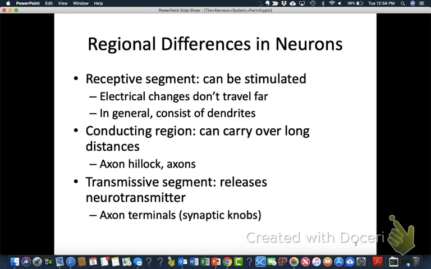The conducting region is going to be the axons. However long the axons are, any branches of the axons, all part of the axons, can conduct a nerve impulse. And then the transmissive segment is the part that releases neurotransmitter.